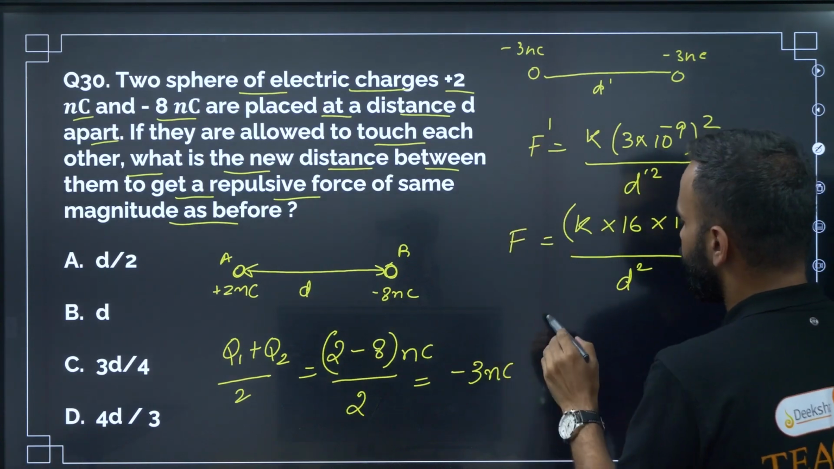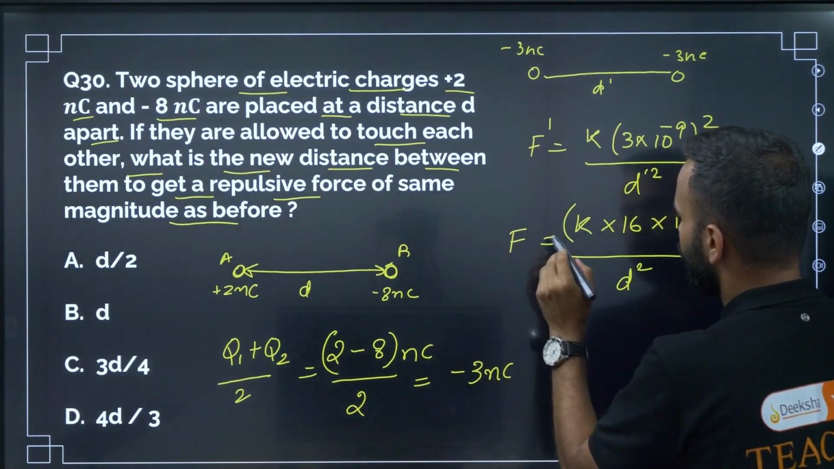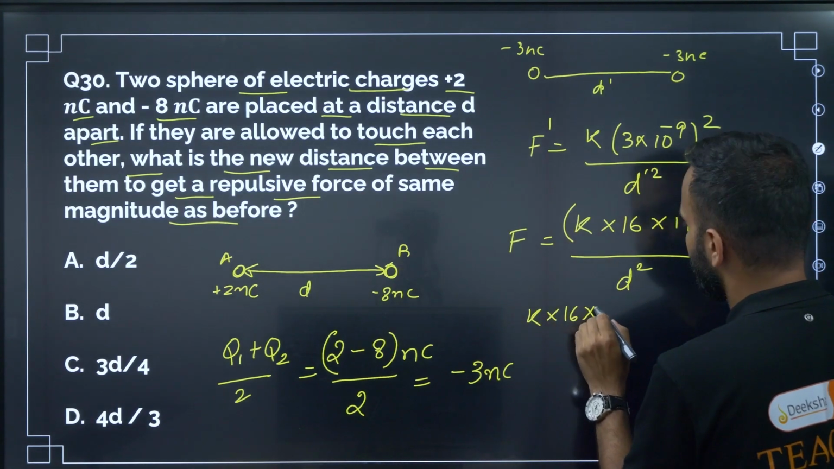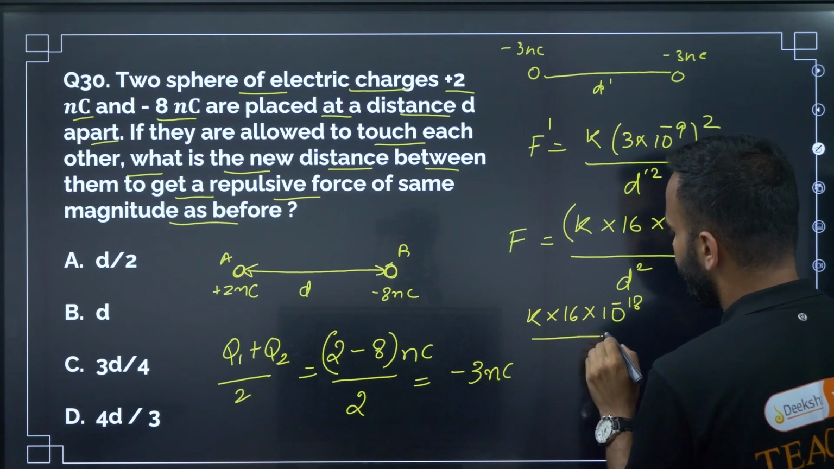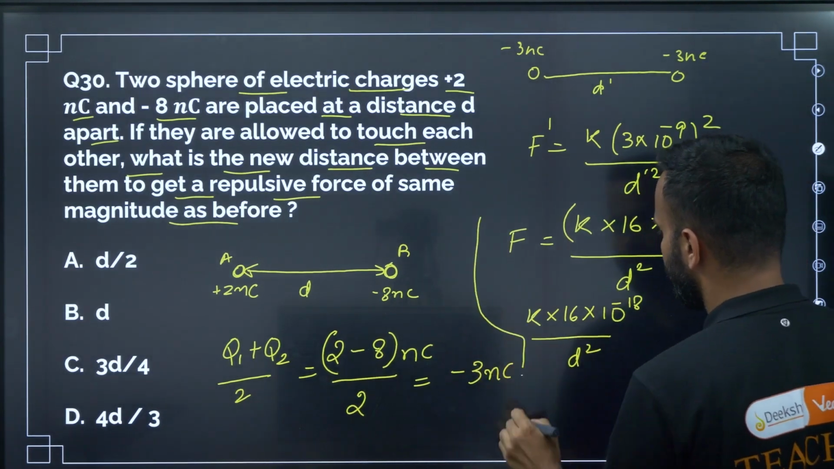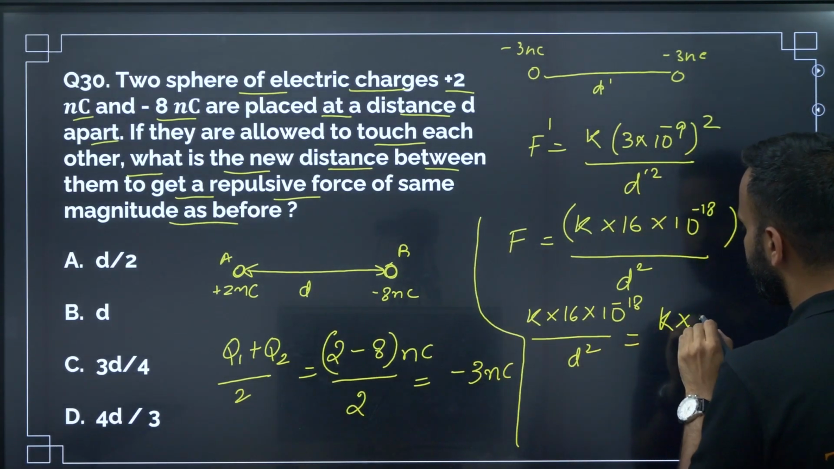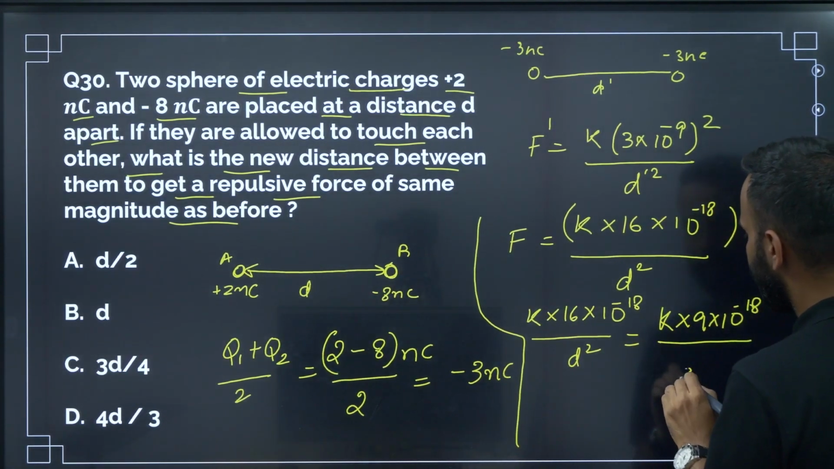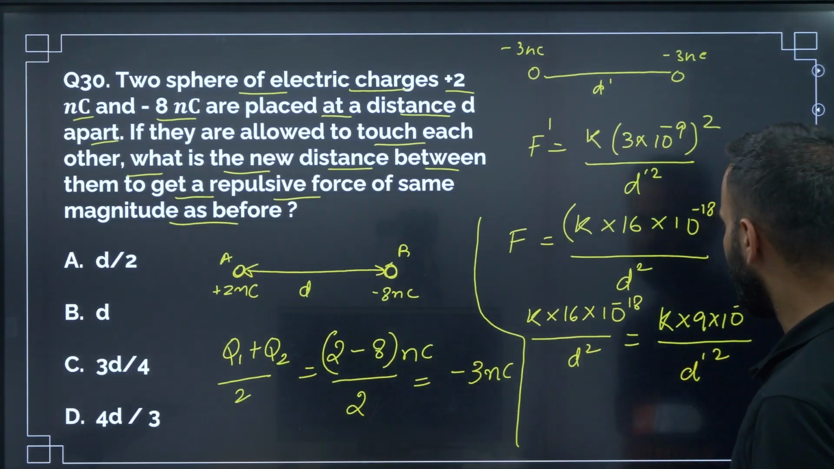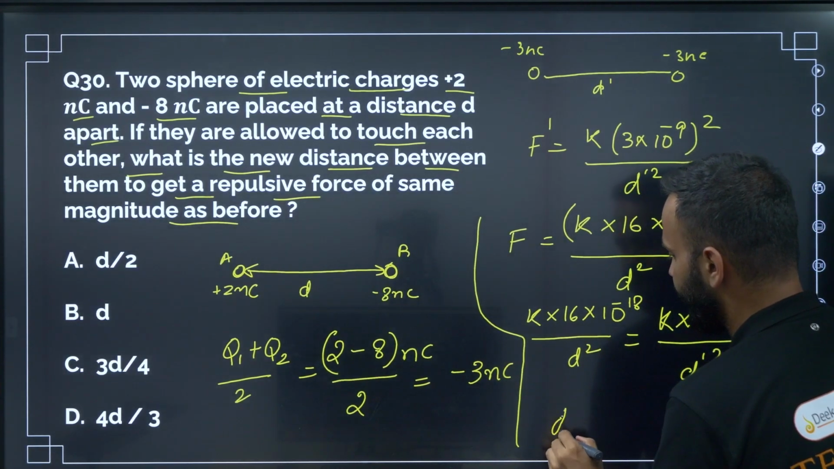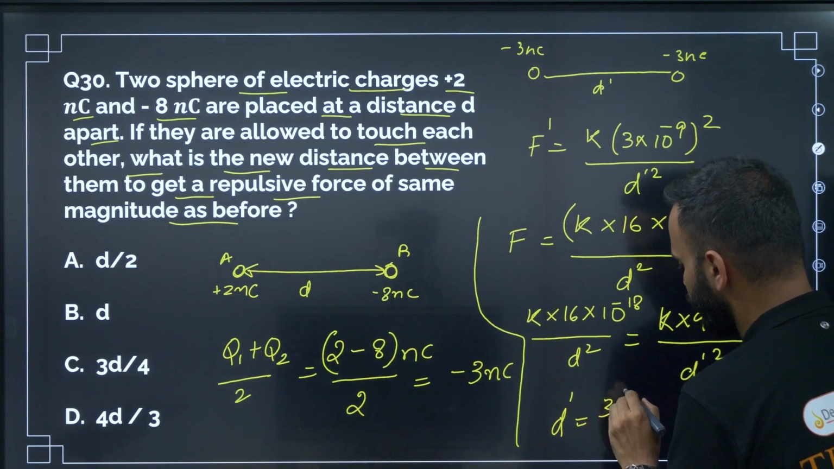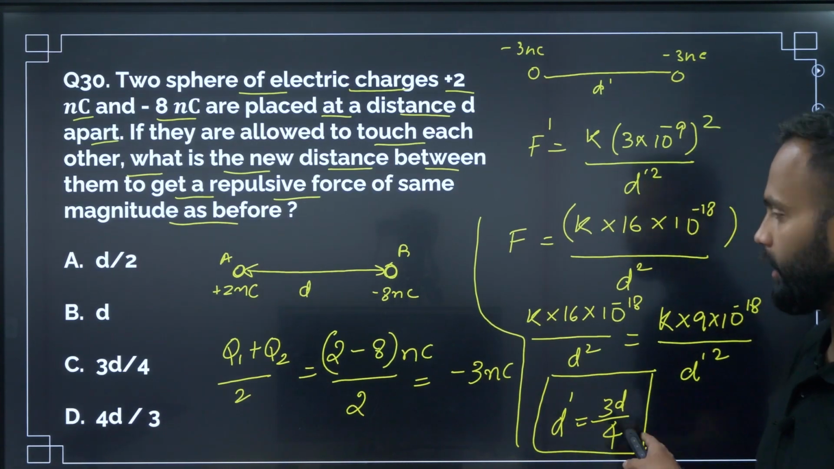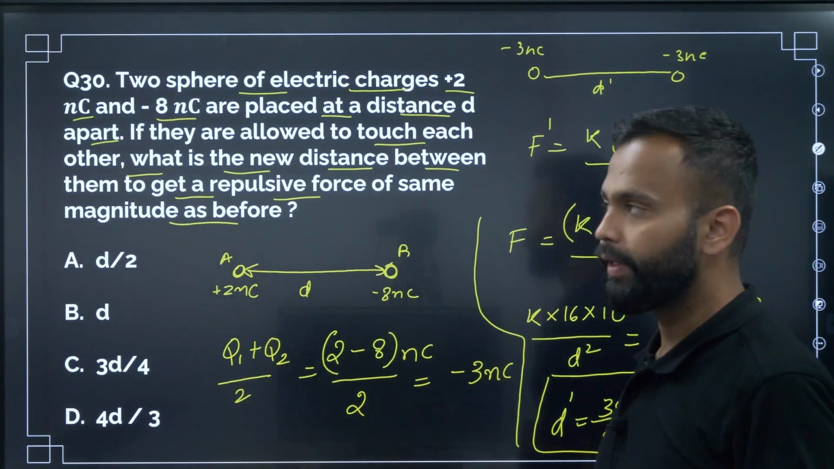So now these two forces are equal, according to the question. So K into 16 into 10 to the power minus 18 divided by d square is equal to K into 9 into 10 to the power minus 18 divided by d dash squared, okay? Now solve this, you will get d dash is equal to 3d by 4. Simple mathematics, solve yourself. So d dash is equal to 3d by 4, okay?